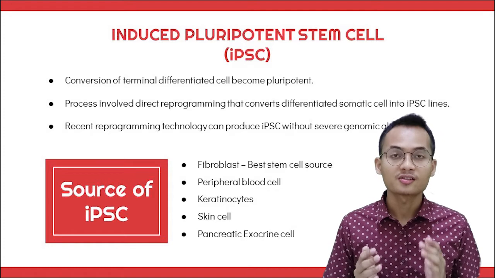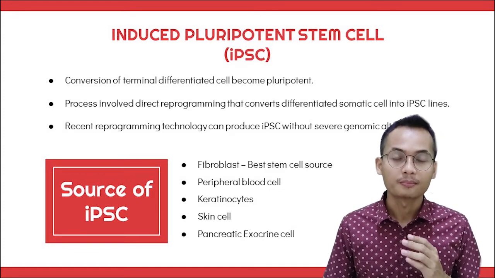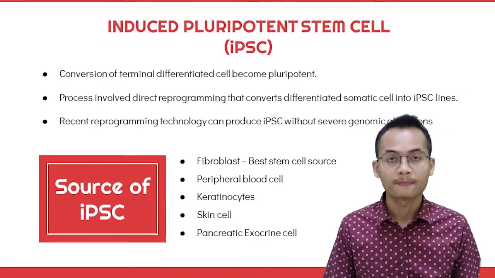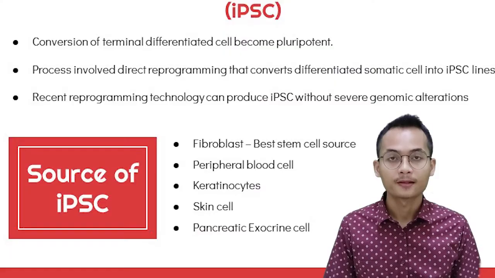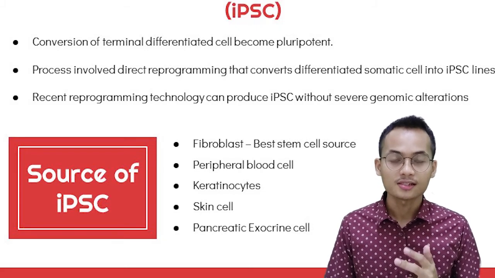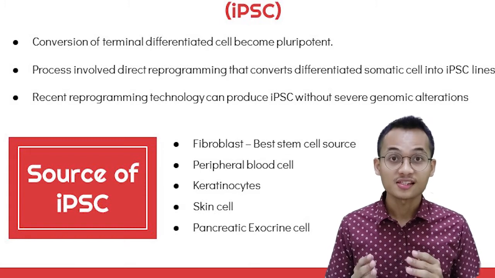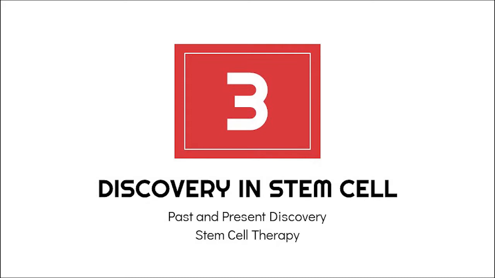There are several sources of cells in the human body that can make iPSC. The first one is the fibroblast, which is the best source for iPSC. The second one is the peripheral blood cells. The third one, keratinocytes. The fourth one, the skin cells. And the last one, pancreatic exocrine cell.